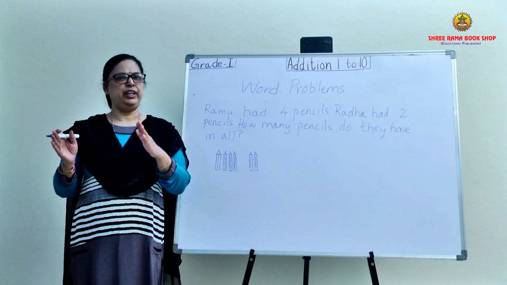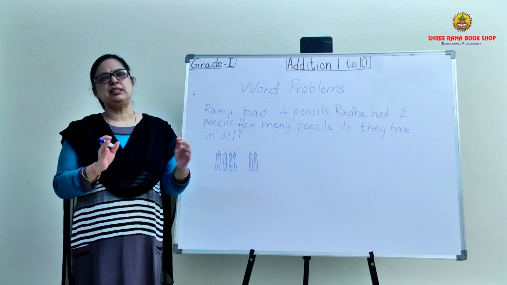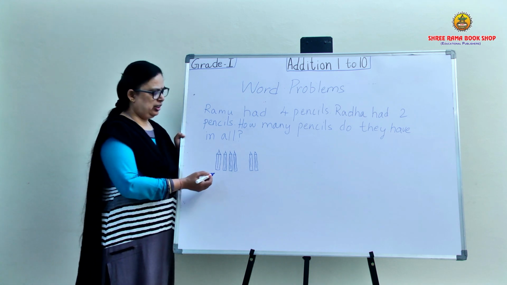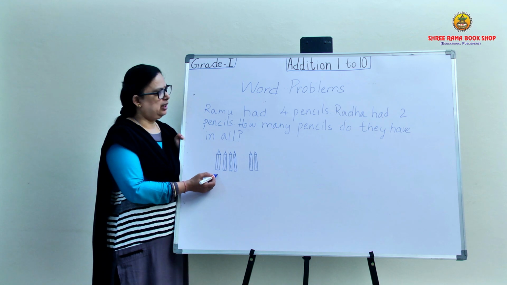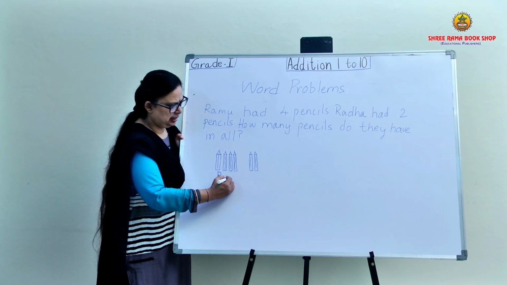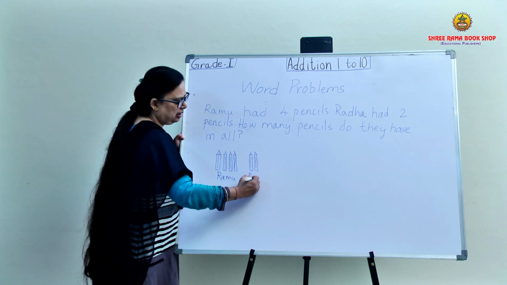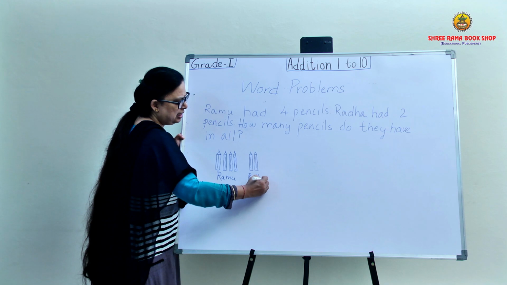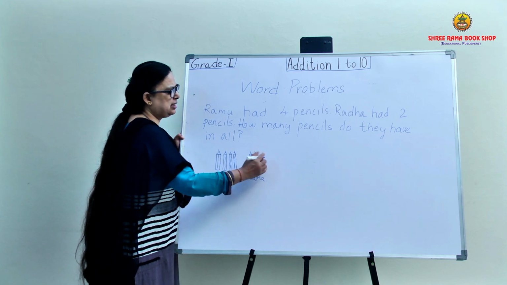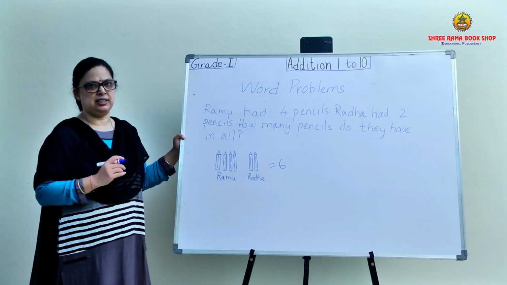In all means we need to add. We need to find the total number of pencils they are having together. So now here I have already drawn pencils over here. 4, these are Ramu's pencils. Let us write here Ramu, and these are Radha's pencils. Okay. So Radha has 2. Now 4 plus 2. 4, then 5 and 6. So that is equal to total how much? They are having 6 pencils.